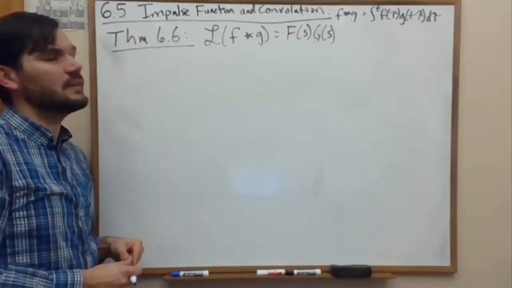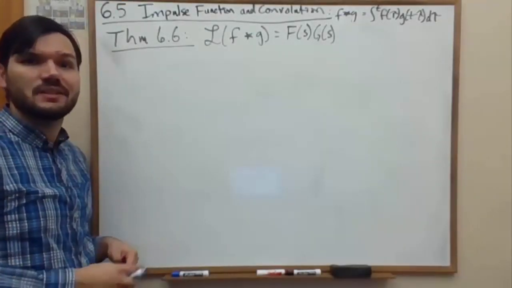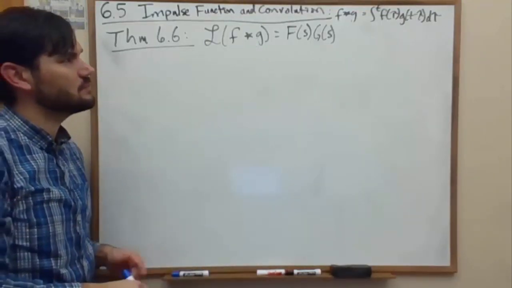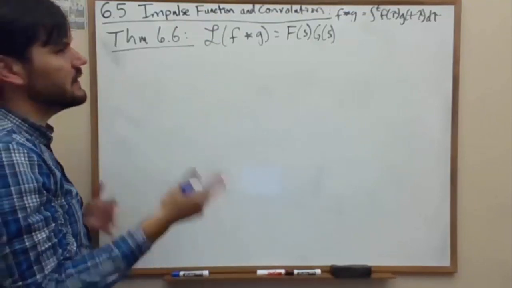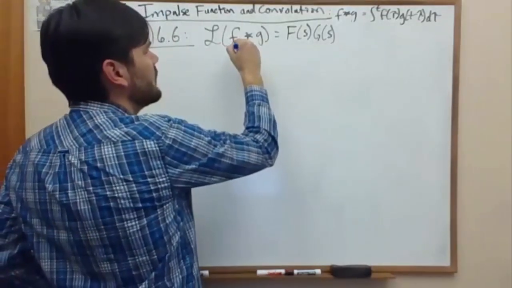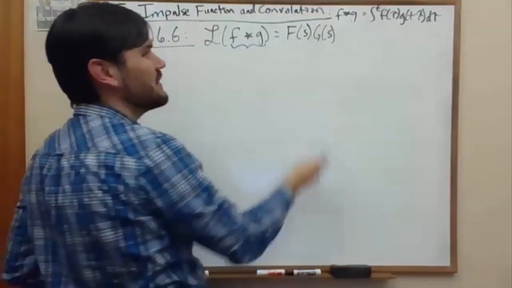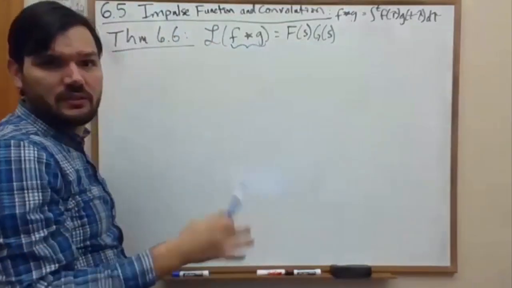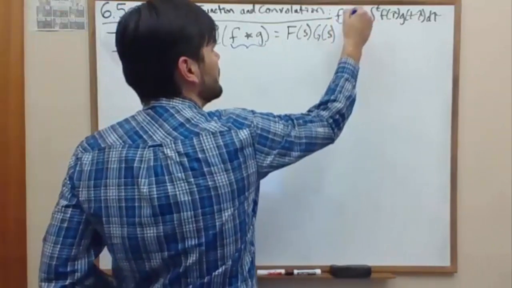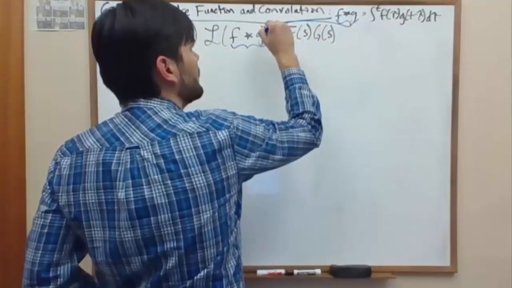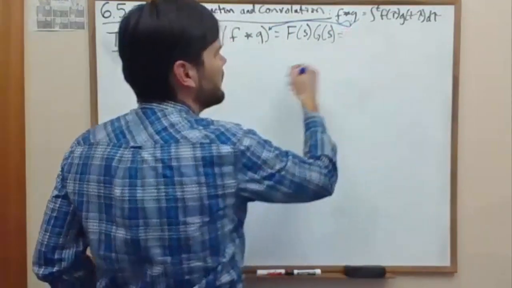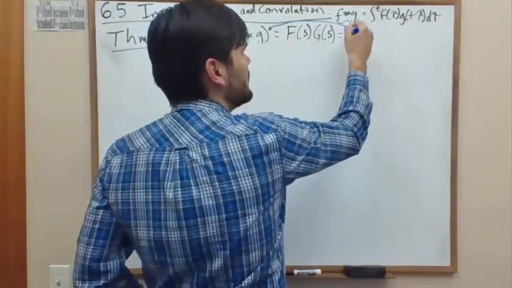Now let's look at the proof of theorem 6.6, which is the transformation of the convolution of two functions. Before we prove it, let me first identify what we need to show. On the left-hand side, we have the transformation of this integral of the two functions. That's the convolution integral. On the right-hand side, we have the product of two transformations, which are two integrals.